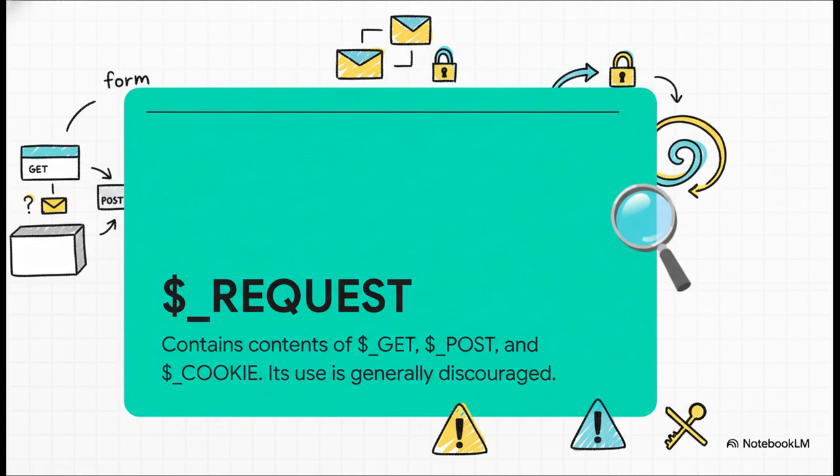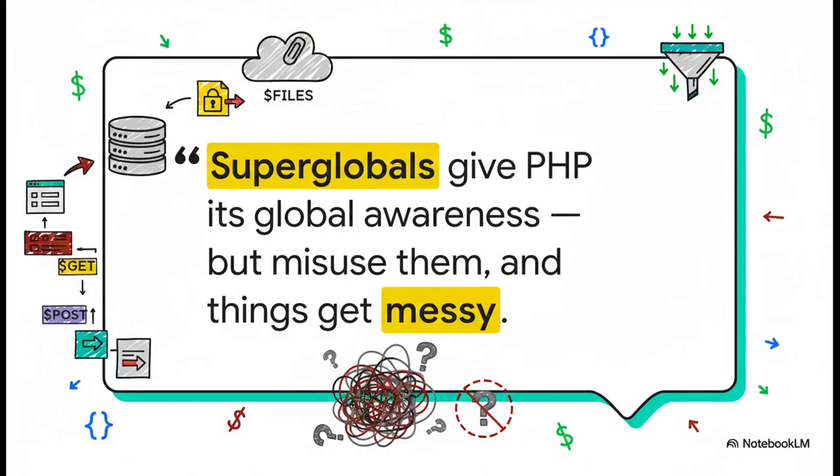Why? Because you can't be sure where the data actually came from, and that ambiguity can open up some nasty security holes. So the key takeaway is be specific. Use $_GET and $_POST directly. And that's really the deal with these superglobals.